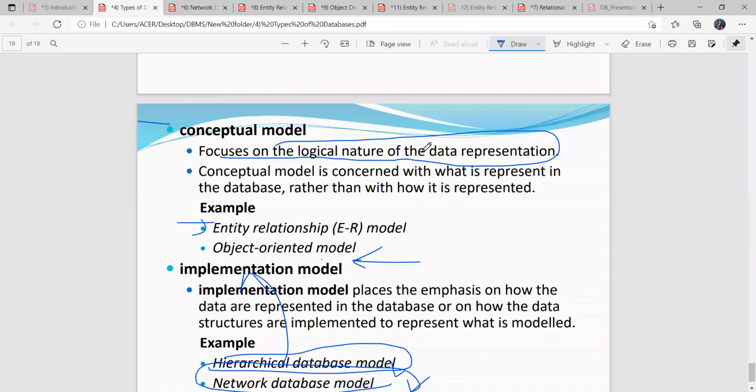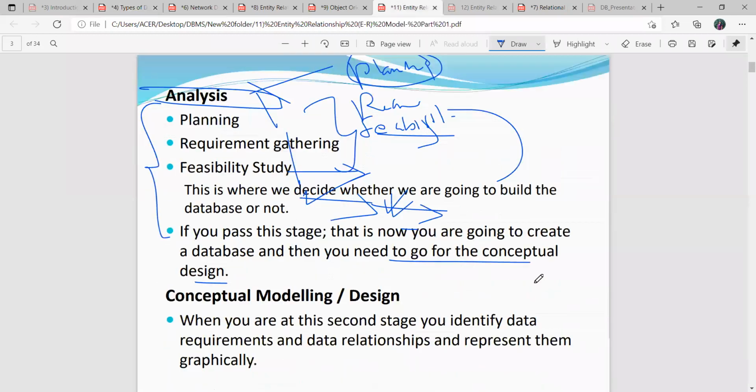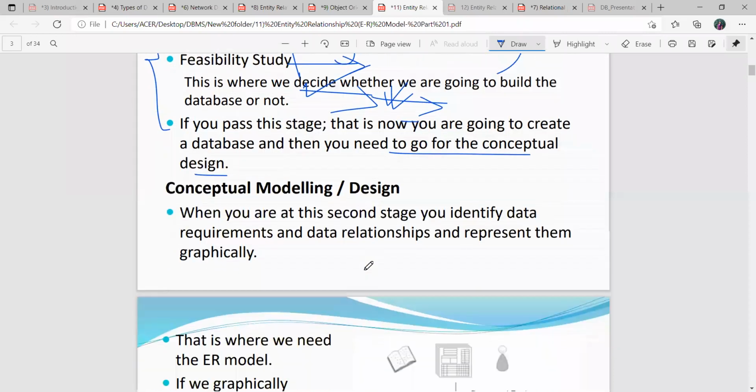Now we are in conceptual modeling. To build a conceptual model, it is needed to have some idea about ER diagrams. So now we are in conceptual designing. When we consider conceptual designing, in this step or stage, you identify the data requirements and the data relationships and how they can be represented in graphical format. So this is the place where you identify the data requirements and the data relationships.